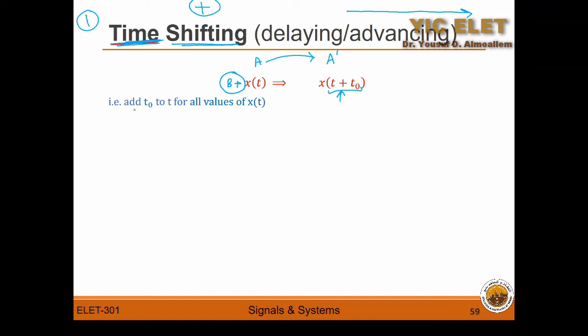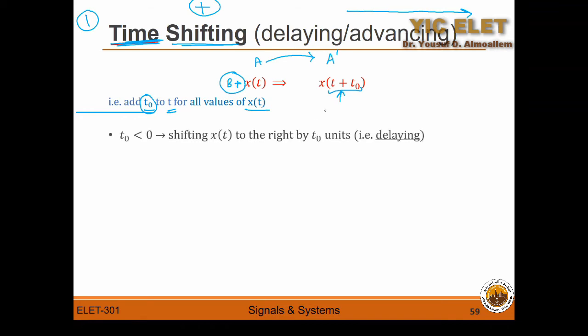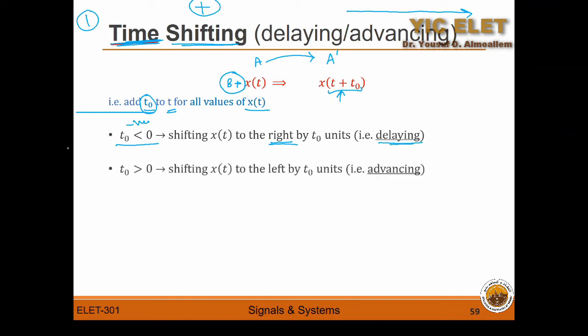So we have added t naught to the t for all values of x of t. There are a few cases. If t naught were negative, then we are going to the right, and this is what we call delaying. And if t naught were positive, greater than 0, then we will move to the left, and this is what is called advancing.